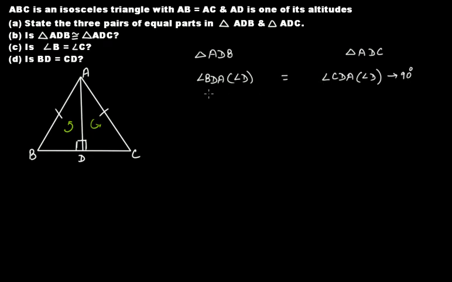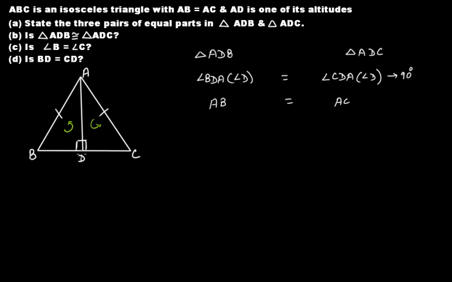The second pair of equal parts: you can see here AB is equal to AC. So AB of triangle ADB is equal to AC of triangle ADC. And why? Because it has been given here. This is the second pair of equal parts. So till now we have two pairs of equal parts.